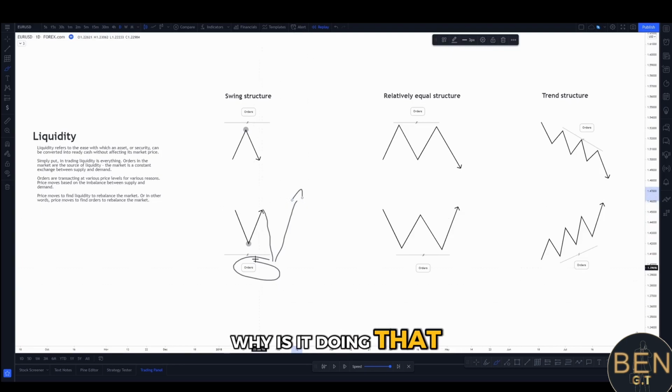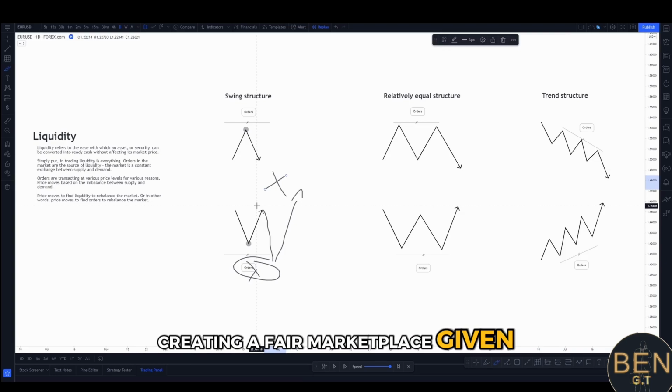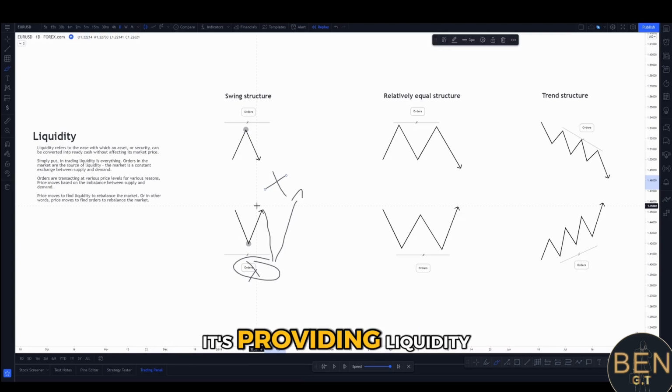Why is it doing that? Because we rebalance price on the low end. Now we need to rebalance price on the high end. That is what price is doing. It is just rebalancing. It's doing its job, creating a fair marketplace given supply and demand. It's providing liquidity, which is just the ease to transfer an asset to cash. And that's what it's doing time and time again.